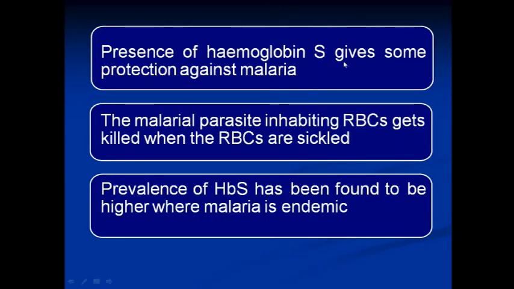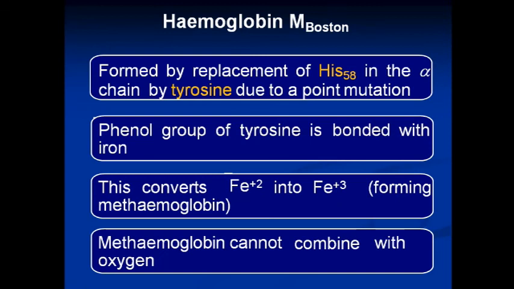Presence of hemoglobin S gives some protection against malaria. When the RBC are sickled, the RBC infected by the malaria parasite gets killed. Prevalence of hemoglobin S has been found to be higher where malaria is endemic.